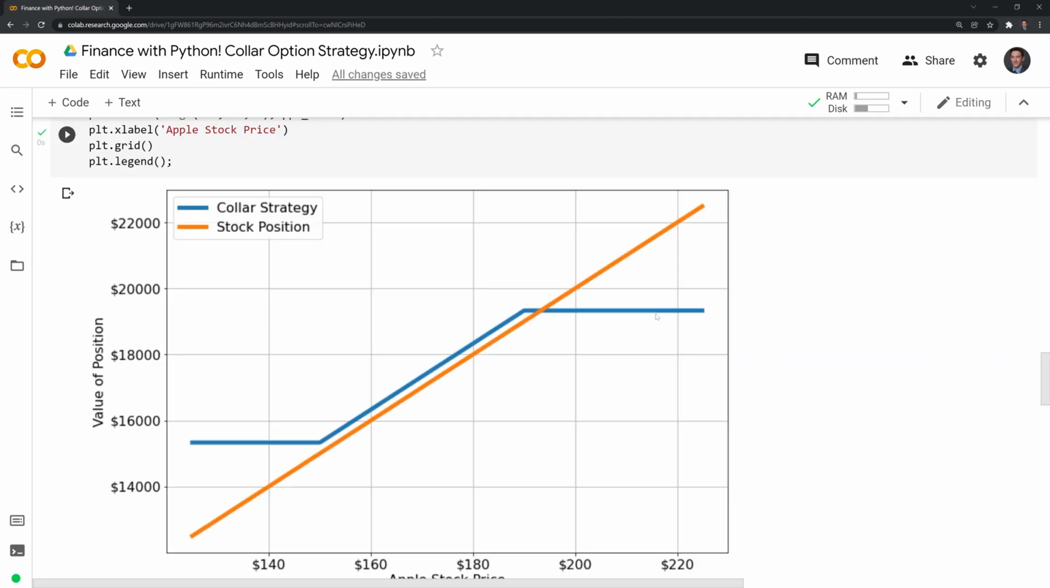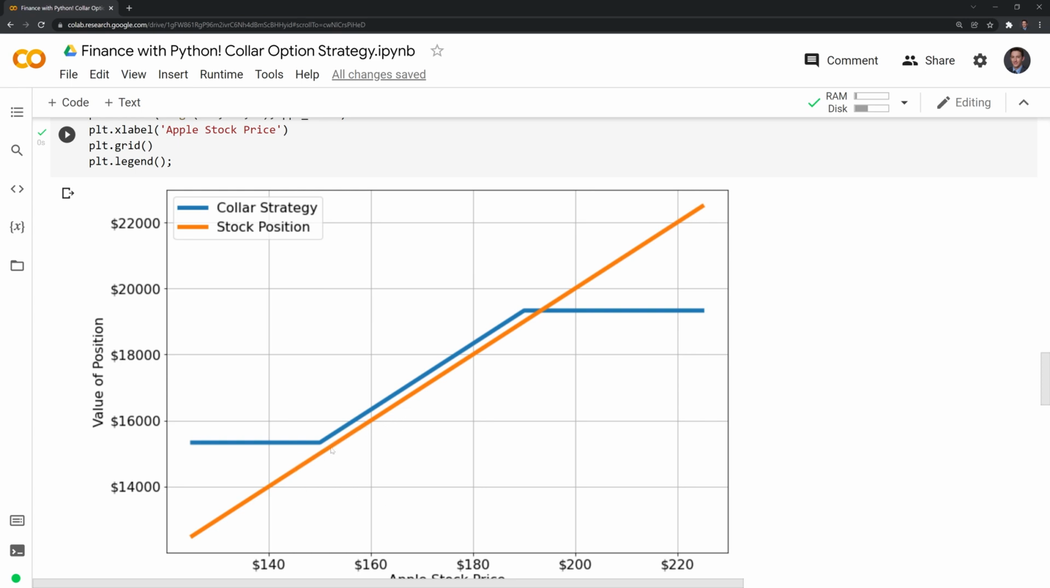Here we can see that since we loosened the collar, this means that we have a broader range of potential outcomes. Our gains are potentially greater if we loosen the collar, where it's going to be $190 plus the premium. However, our downside can also be greater, and our collar strategy can fall down to $150 plus the net premium.